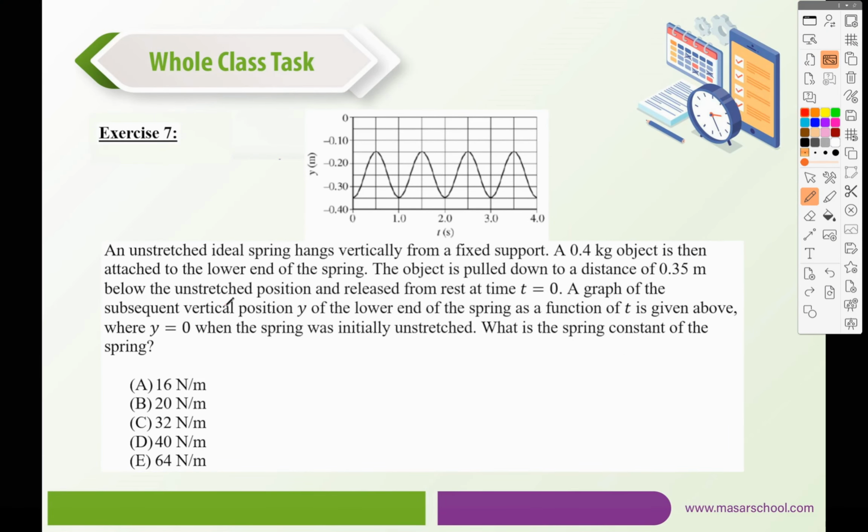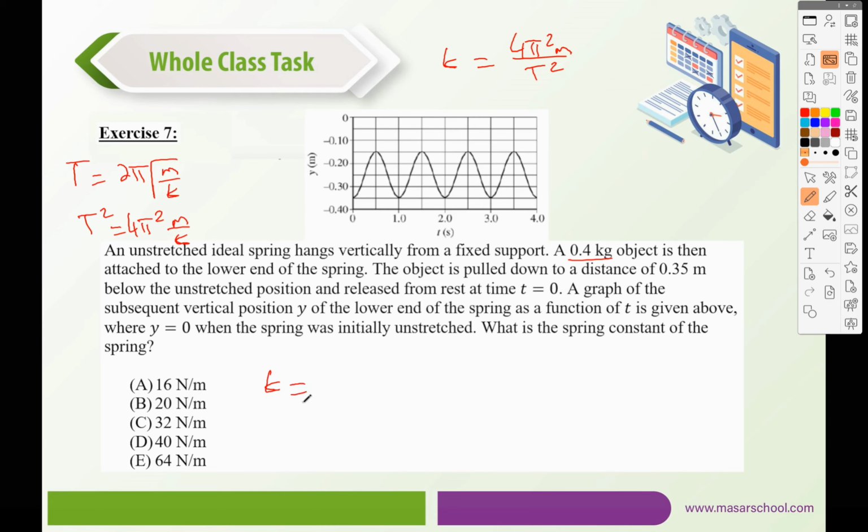Now a graph of the subsequent vertical position of the lower end of the spring as a function of t is given above, where y is equal to 0 when the spring was initially unstretched. What is the spring constant of the spring? Now we're interested in k. k can be determined whenever we know the mass and the period. The period is given by 2 pi square root m over k, which means period squared is equal to 4 pi squared m over k. We're interested in k, so k is given by 4 pi squared m over period squared.